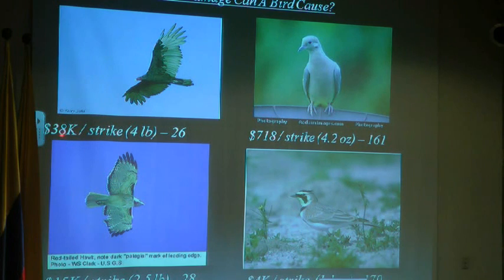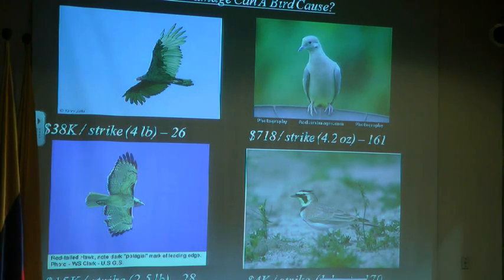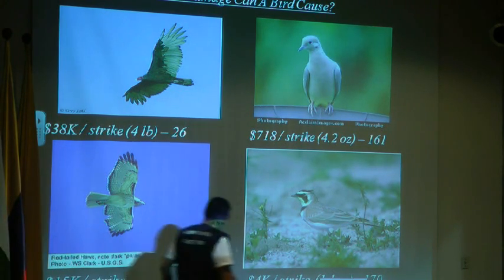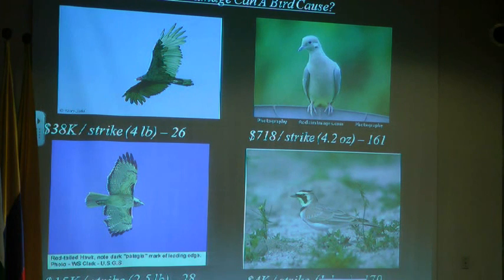A turkey vulture caused an average of $38,000 per strike. That's a 4-pound bird. A mourning dove, which is kind of like your little eared doves here, $718 per strike, and there were 161 of those. It's a 4-ounce bird, and even something as small as a horned lark can cause about $4,000 a strike, depending again on where it hit. And these are military aircraft, so they usually are single-engine aircraft doing a lot of low-level touch-and-go flying, so it's not as damaging maybe as it would be to a big commercial airliner.